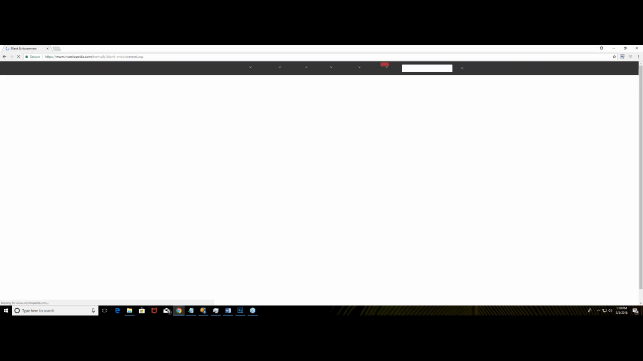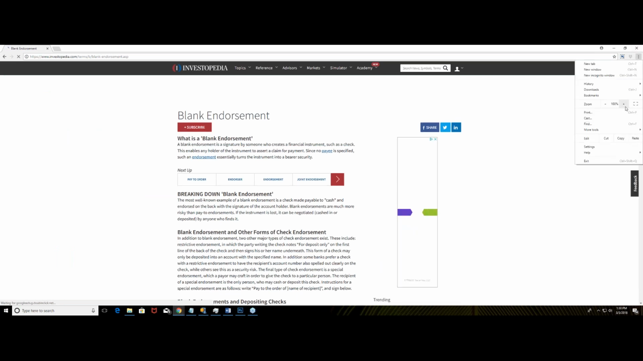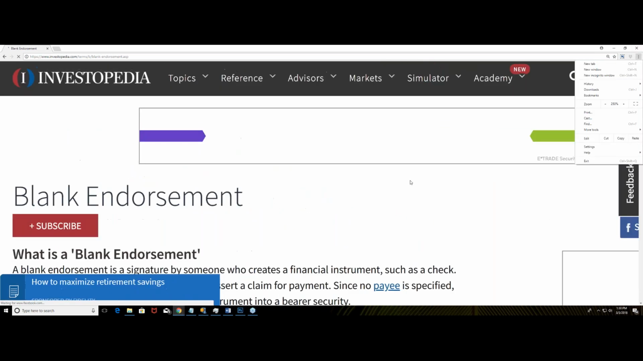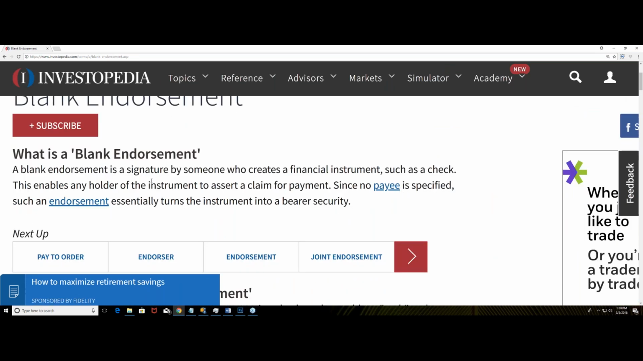Okay, blank endorsements. Let's look at it real quick. Blank endorsements. What is a blank endorsement? A blank endorsement is a signature by someone who creates a financial instrument, such as a check. This enables any holder of the instrument to assert a claim for payment. Since no payee is specified, such an endorsement essentially turns the instrument into a bearer instrument.